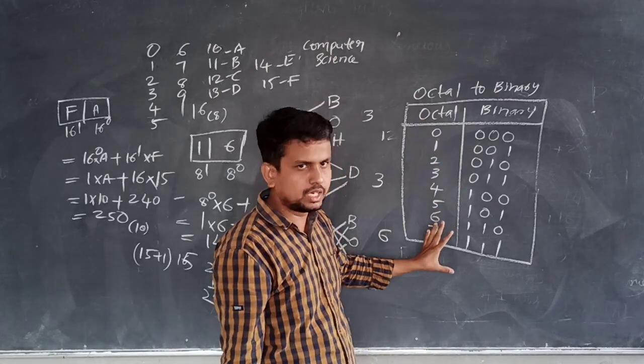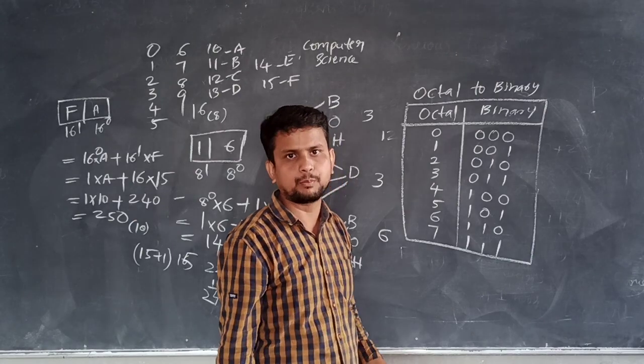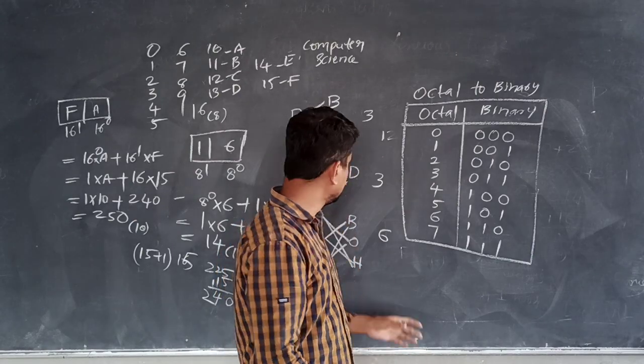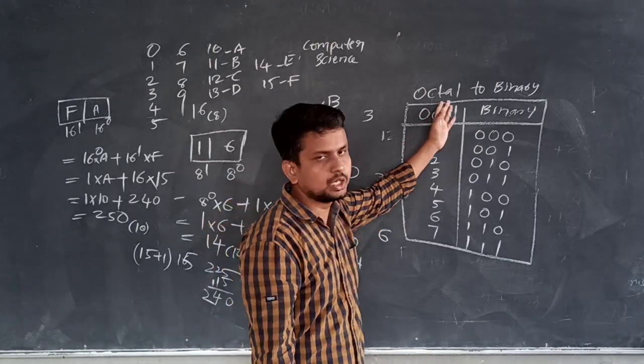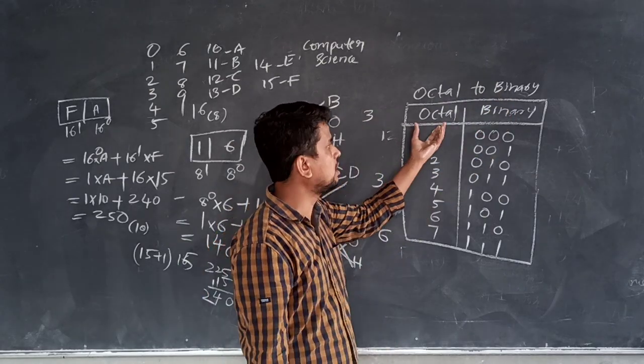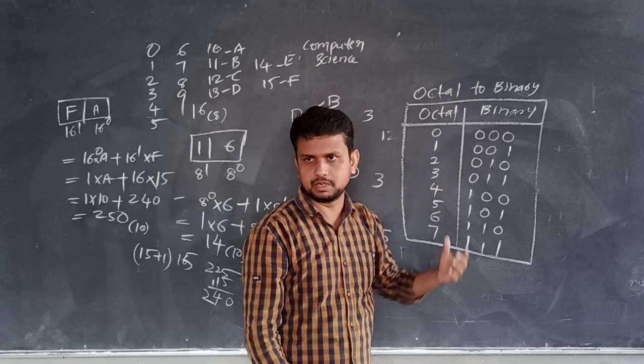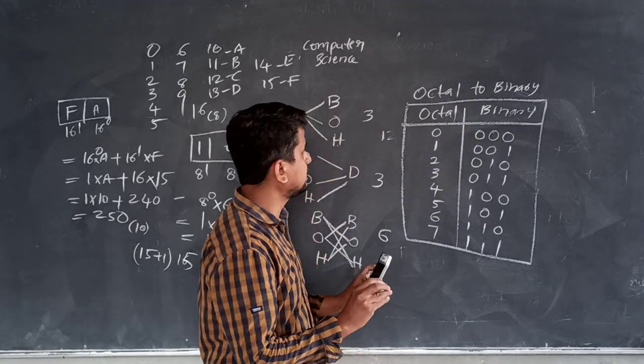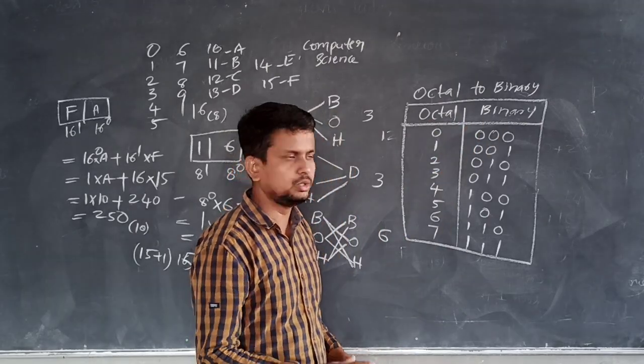So with this chart we can simplify our approach. Okay? So what is our approach now? Octal to binary conversion is our approach. Octal to binary conversion, we have octal numbers and binary numbers. Correct? Now let us take one simple example so that you can understand.